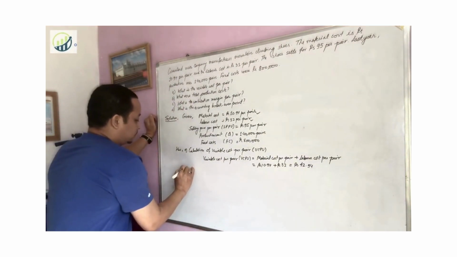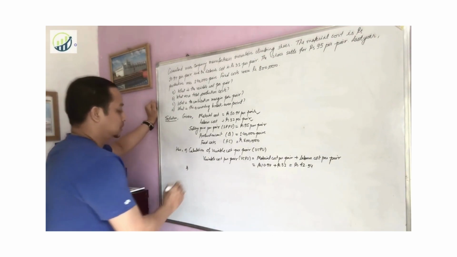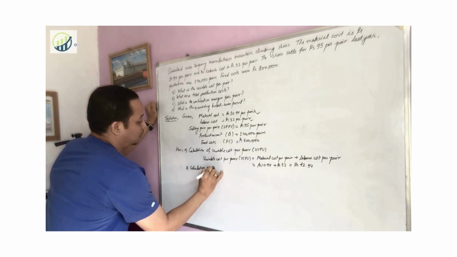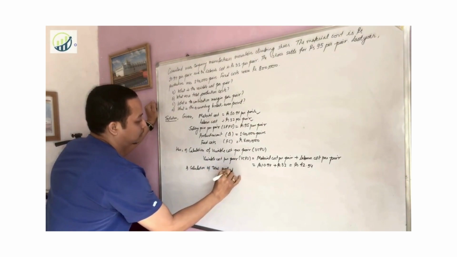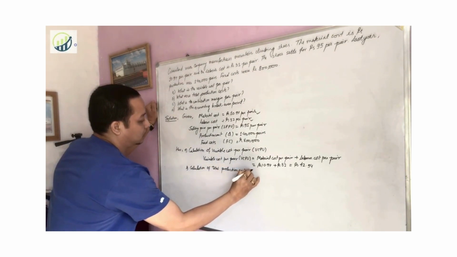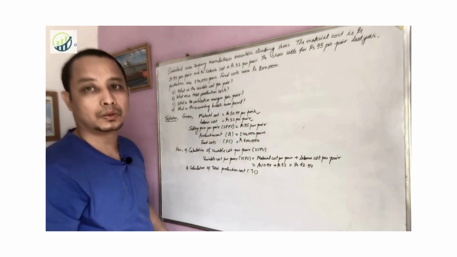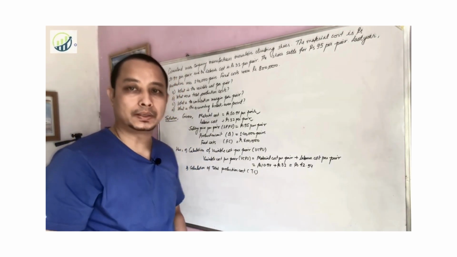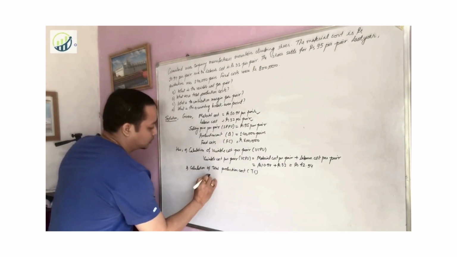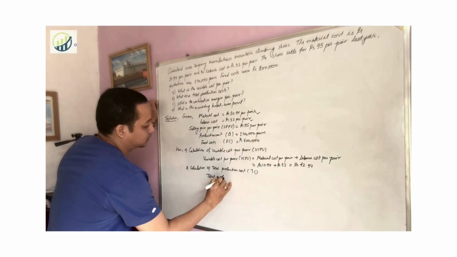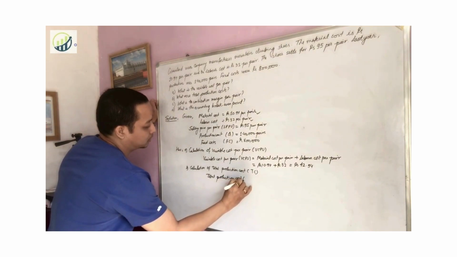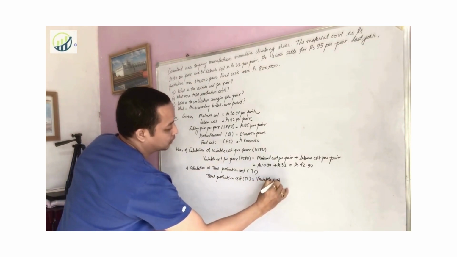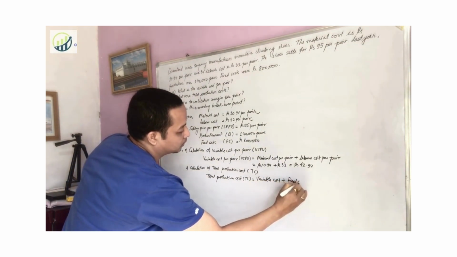Now second, total production cost. So now calculation of total production cost. Here total production cost is the sum of variable cost and fixed cost. If you know the variable cost and fixed cost, then you can find the total production cost. So total production cost is equal to total variable cost plus fixed cost.